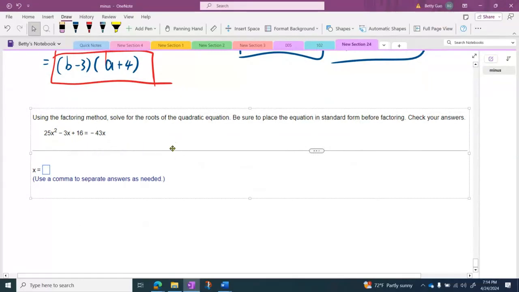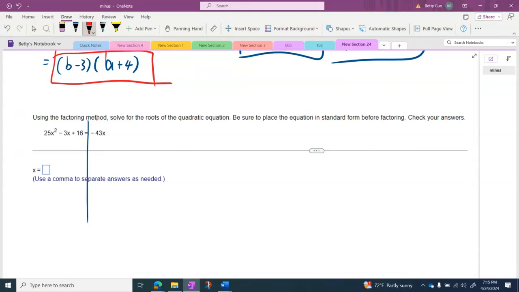Using the factoring method, solve for the roots of the quadratic equation. Be sure to place the equation in standard form before factoring. Check your answers. Okay. Standard form. That's a good reminder, because this equation is not in the standard form yet. How do we put it in standard form? We could move negative 43x over to the left, or you can add 43x here. Either way, our goal is to make the right-hand side be 0.